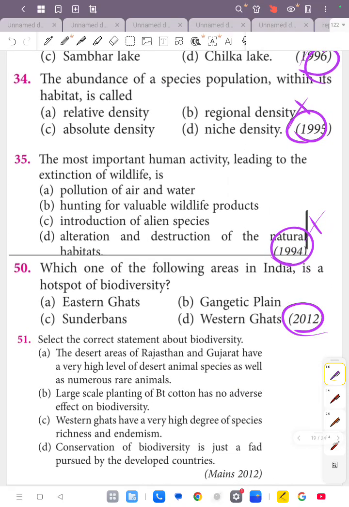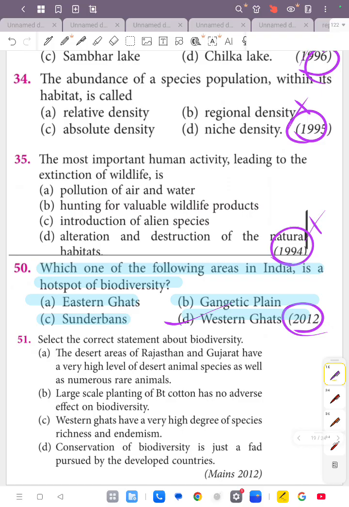2012, AIPMT 2012. The question says, which one of the following areas in India is a hotspot of biodiversity? A. Eastern Ghats, B. Gangetic Plains, C. Sundarbans, or D. Western Ghats. Now the correct answer here would be D, Western Ghats. It's a hotspot of biodiversity.